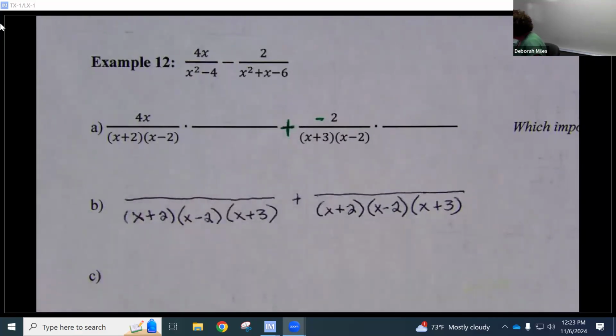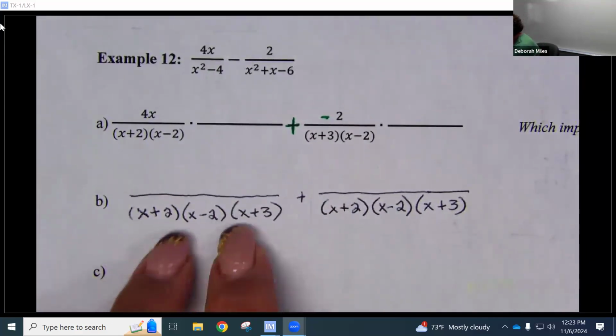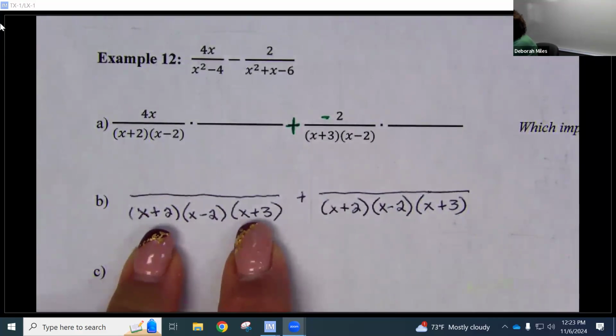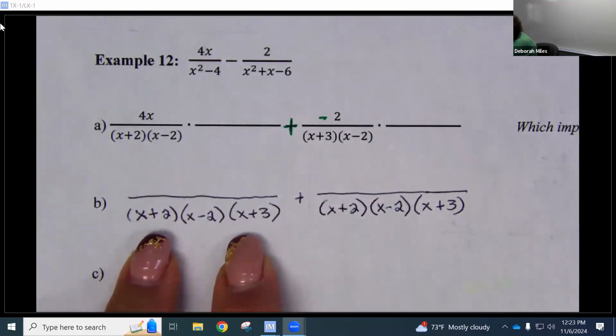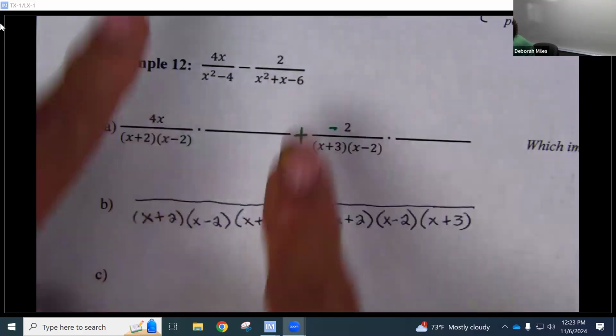Tell me what you multiplied the first fraction by. Would that make it become all of this? Okay, so I was getting confused. So, okay.